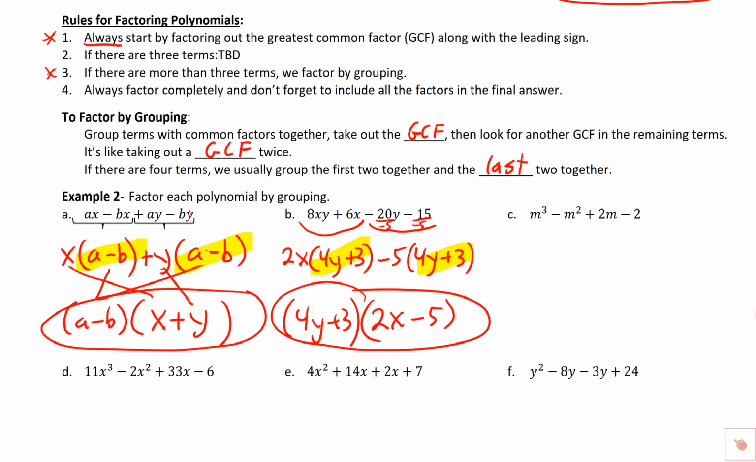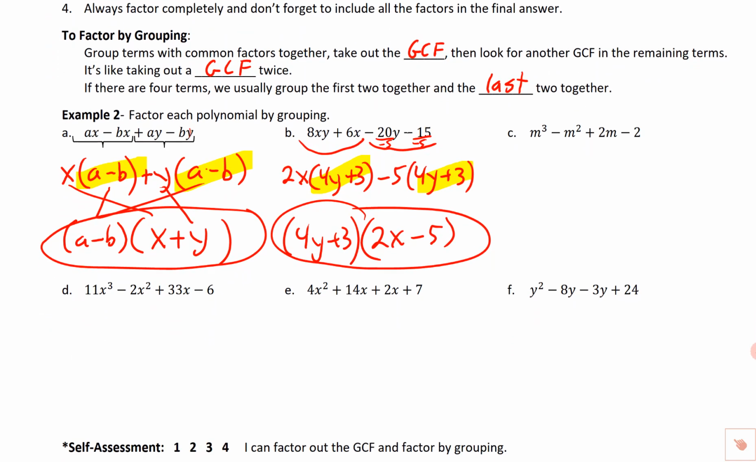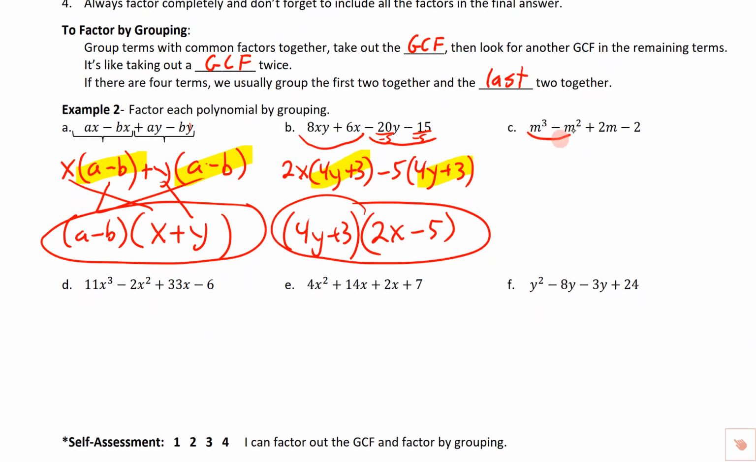So I'm going to talk through these next couple of examples. So we'll take a look at C. Again, we'll group the two of these together, then we'll group the two of these together. We've got an m cubed and an m squared.